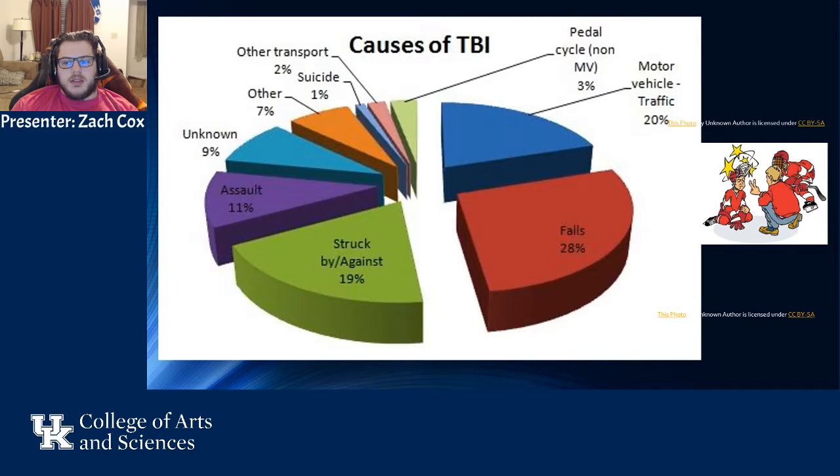So as you can see in the photo, there are so many different causes of TBI. Anything from assault, from falls, from accidents in motor vehicles. Struck by or against is usually what constitutes sports. But the falls and motor vehicle traffic accidents, for those that are not athletes, are the most common cause of TBIs in the U.S. population.